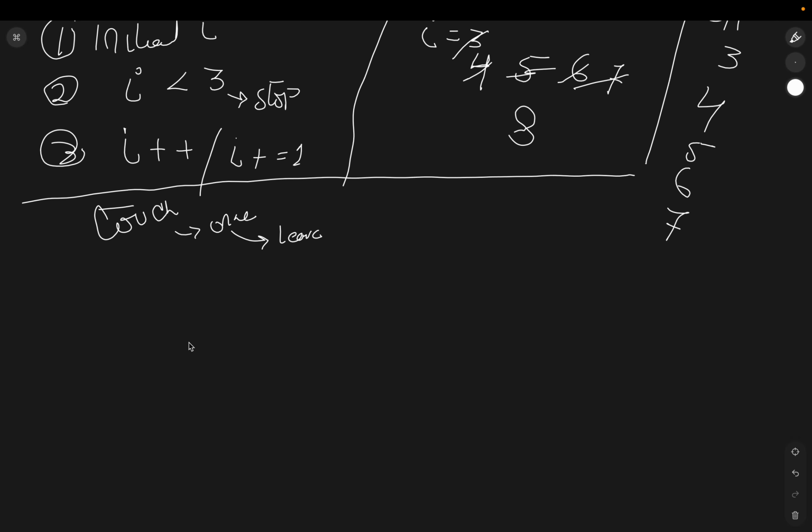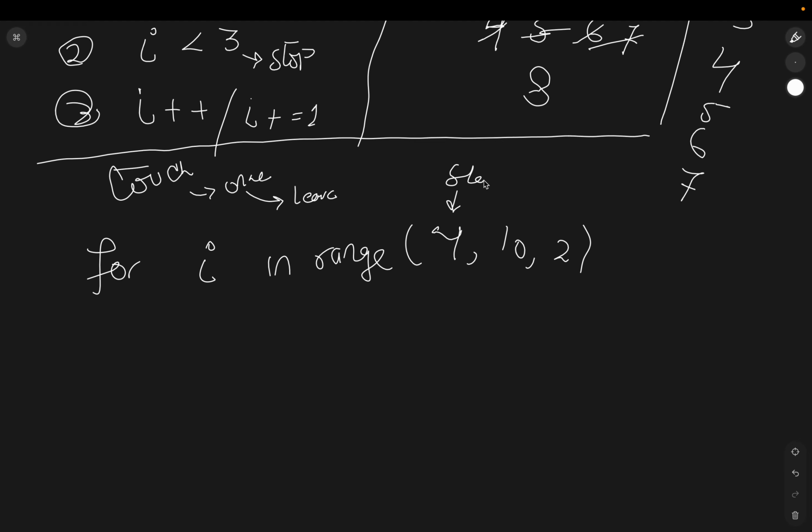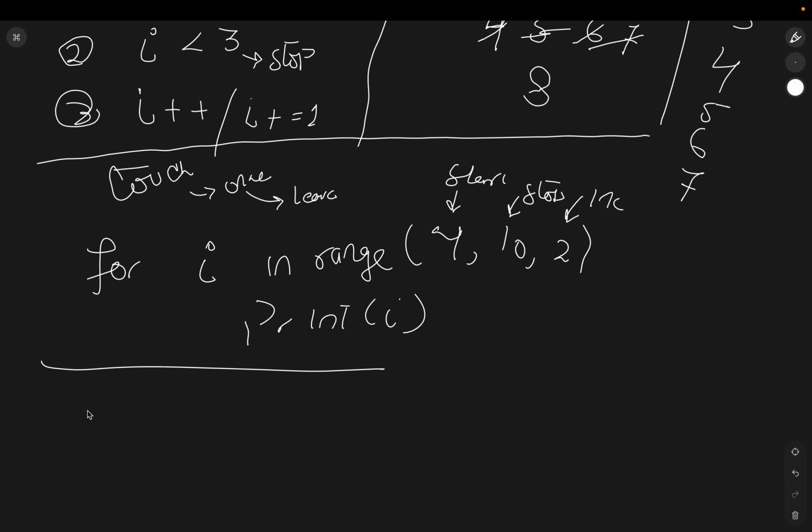If I say something like this, for i in range 4 comma 10 comma 2, what will happen here? I'm giving the start, I'm giving the stop here, and I'm giving the increment of 2. So obviously if I do print i here, what will happen? Initially i will be equal to 4, because it's the start.